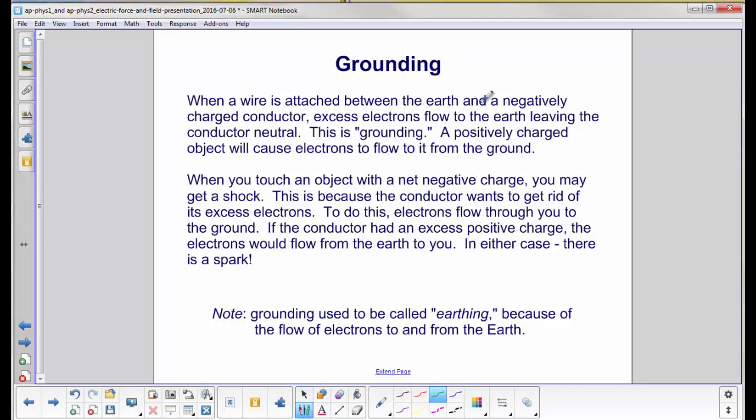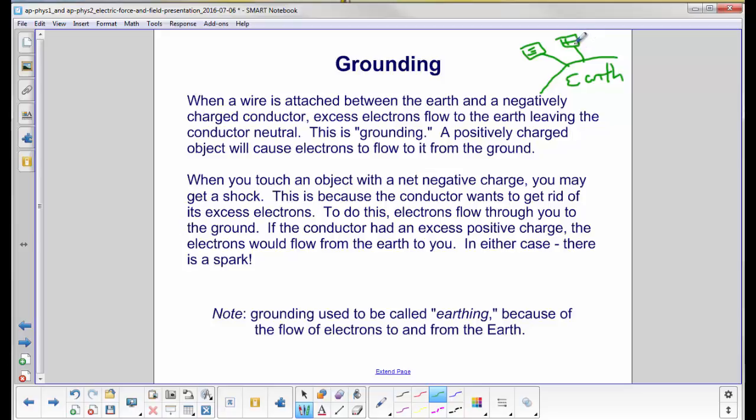When a wire is attached between the Earth, so here's the Earth over here, and here's some object, and let's say this is negatively charged, and we attach a conducting wire from it to the ground, excess electrons will flow to the Earth until this object here is neutral. That is called grounding. If I had an excess of positive charges, electrons will flow from the Earth to the positively charged object.